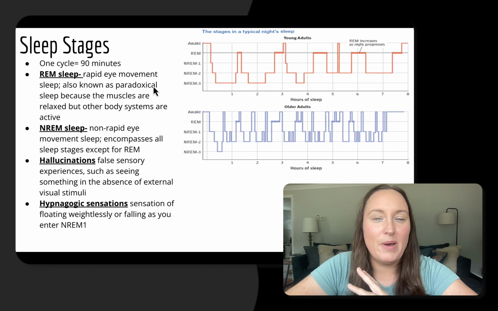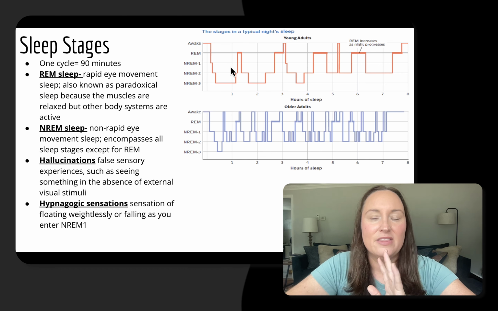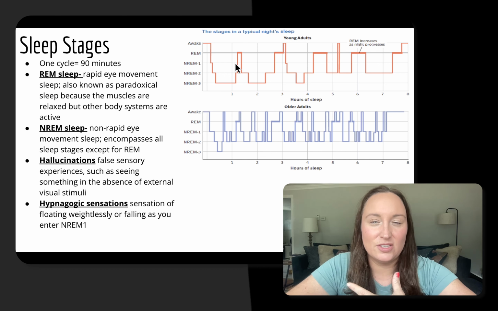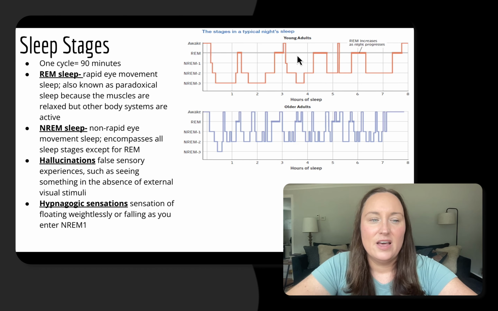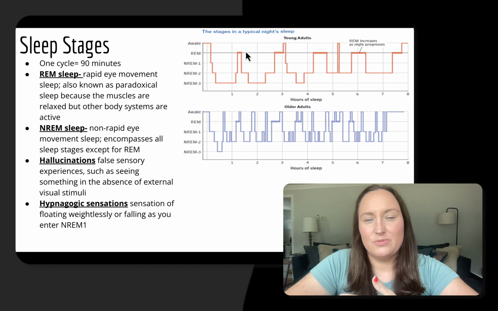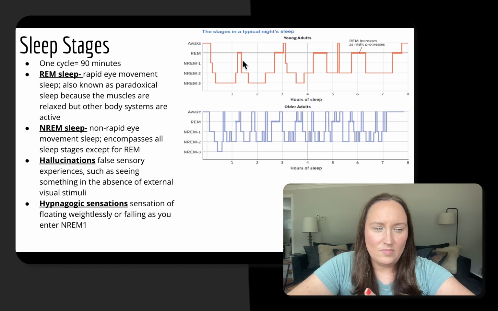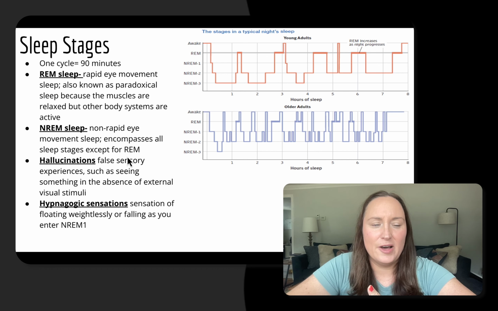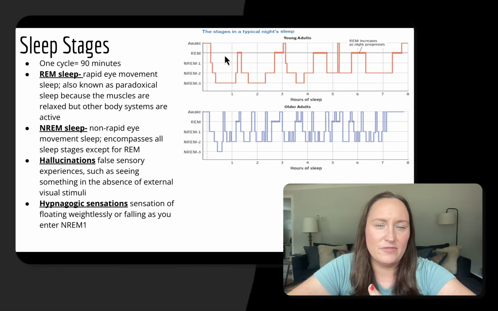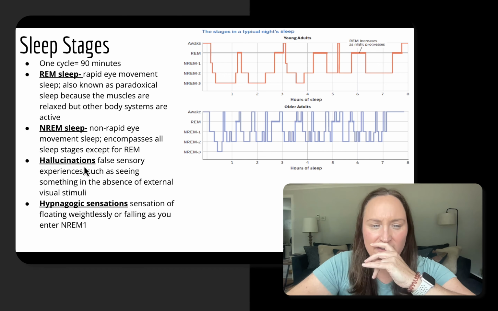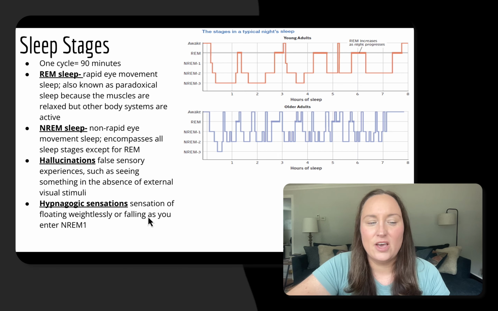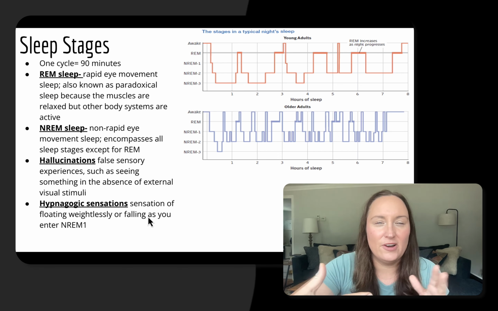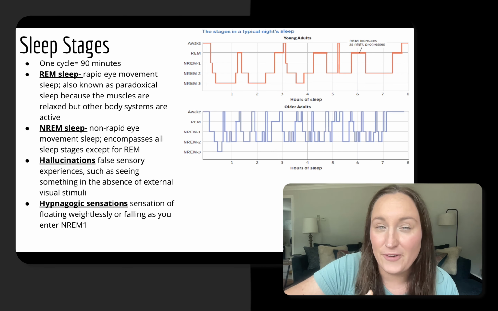It's also known as paradoxical sleep because the muscles are relaxed, but because your brain is active, look how the brain activity looks different. It's why it's called paradoxical sleep. Okay, in non-REM sleep, this is where your body is paralyzed. It's not moving. You're in that deep state. When you are falling asleep, you might have hypnagogic sensations, which is a sensation that you are floating, or you're weightless, or you're even falling.